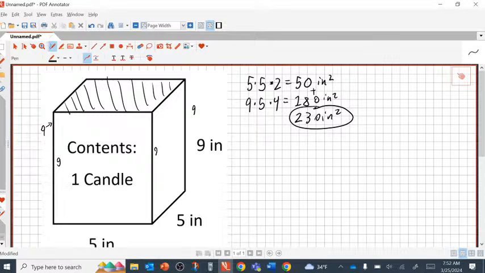Let's see if I can get a little bit of help. This one's going to come from George. How do you find the volume of that thing? Yep, 9 times 5 times 5, which is 45 times 5. What was it, 225? 225 inches cubed. How many of us got 225 inches cubed for that? Perfect. So we're going to return to this guy in just a minute.